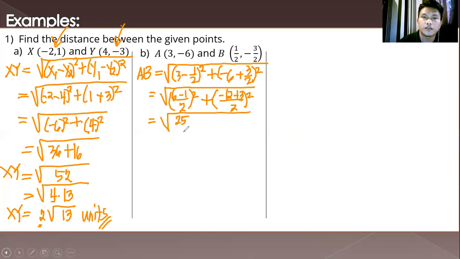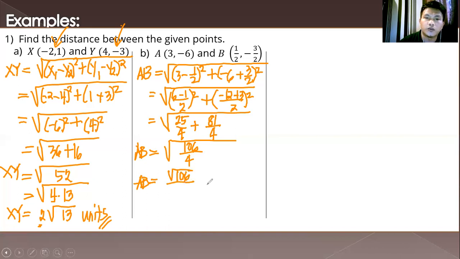2 squared is over 4, plus negative 12 plus 3, that would be negative 9 squared, that is positive 81, over, so we have here 2 squared is equal to 4. Since that is similar fraction, we can have 25 plus 81, so that is 106 all over 4. Okay, so that is for AB. So since we can still simplify our denominator because the square root of 4 is 2, then segment AB will be the square root of 106 over 2 units. Okay, because there's no perfect square as the factors of 106.